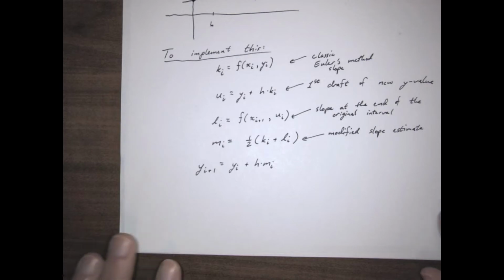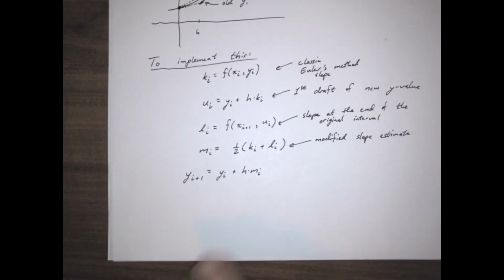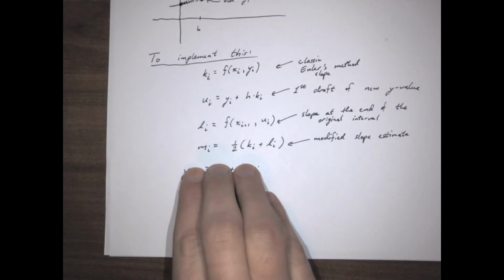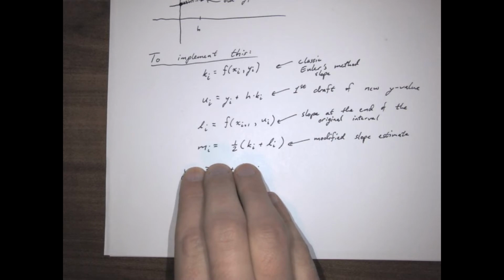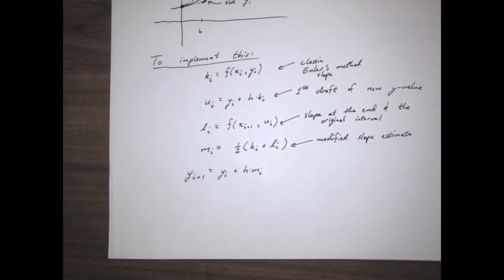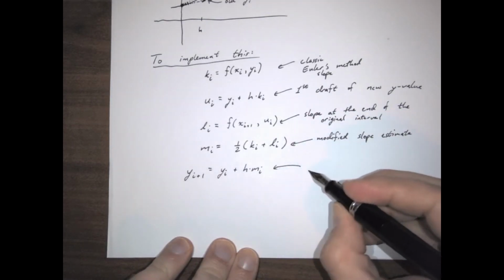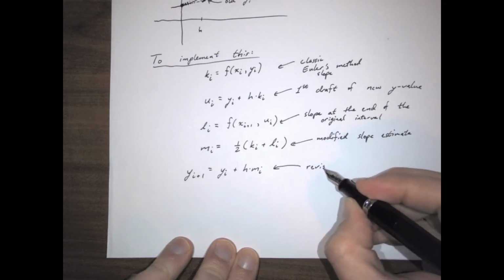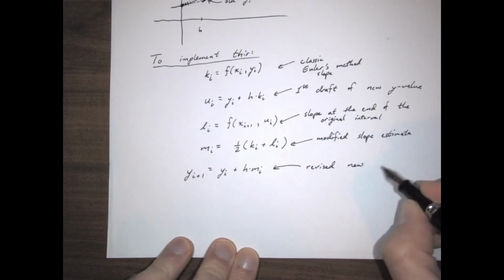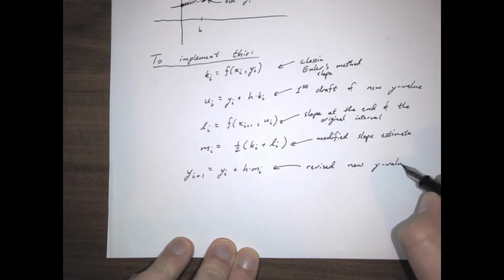Sorry, my camera cut out for a second there. So what I was saying was we get a modified slope estimate by taking the average of the classic Euler slope and then the slope that we would get at the end of the interval. And then we get a new y value by doing basically the same process as before, just with the new slope. So this is the revised new y value.